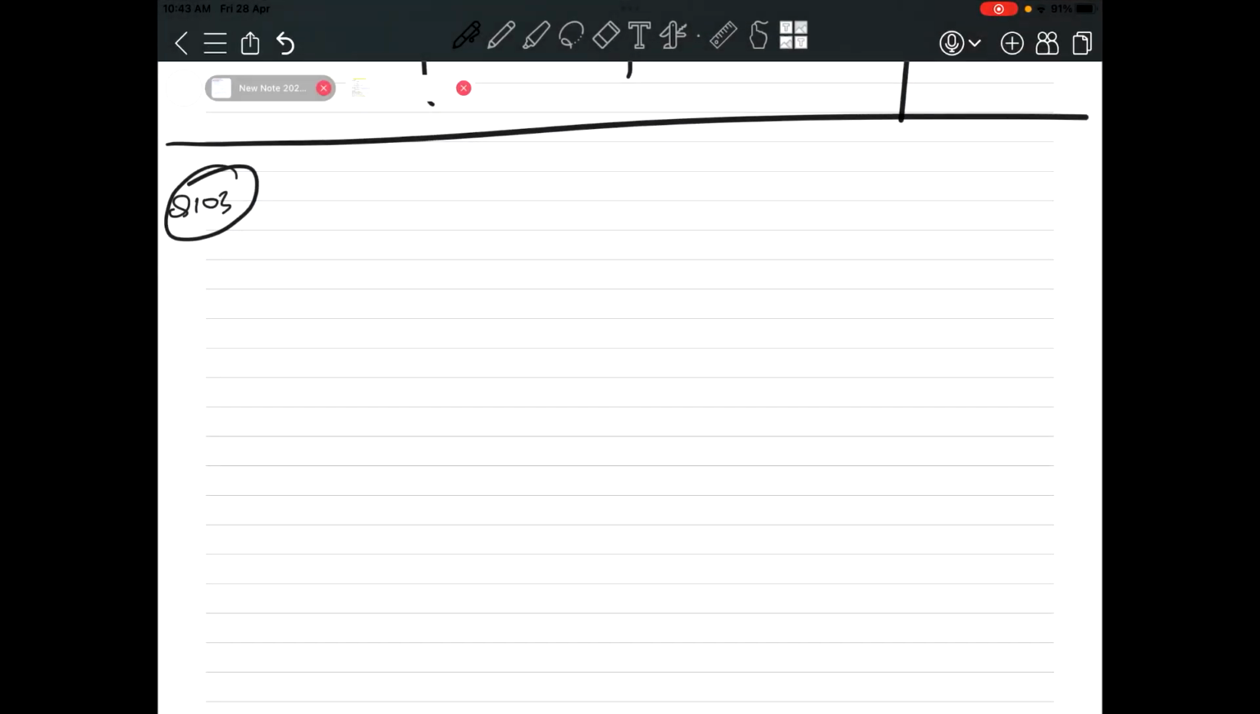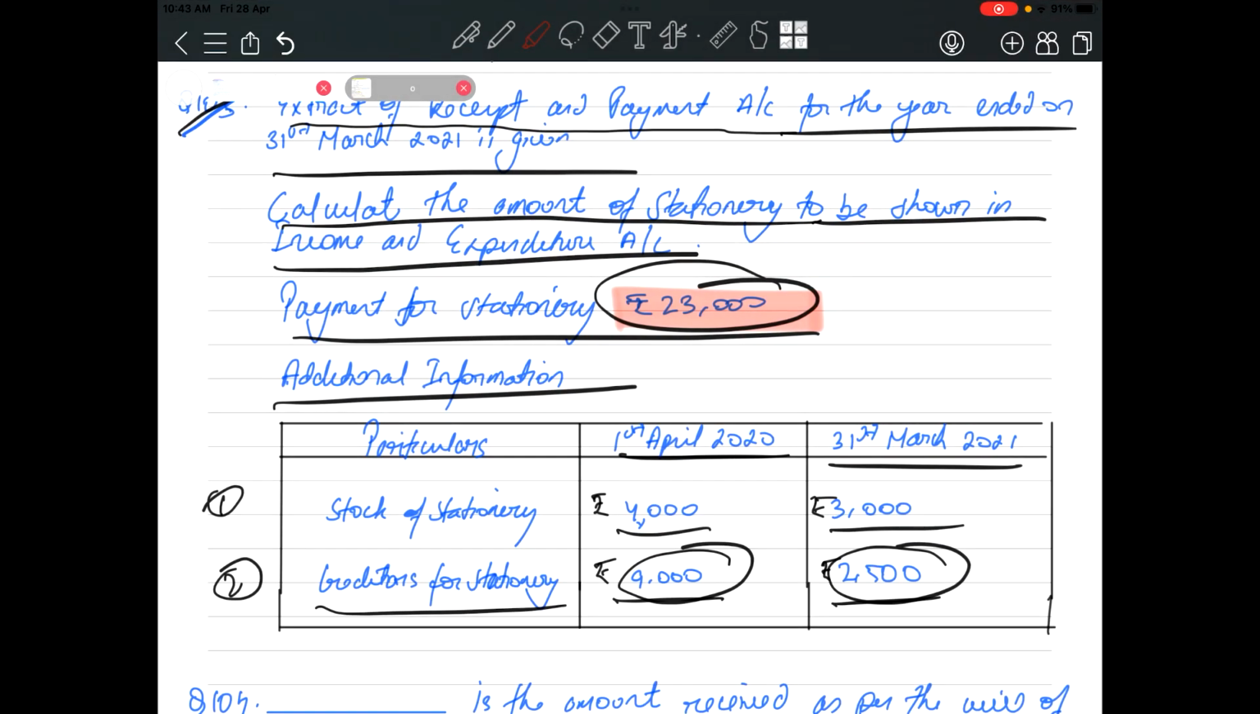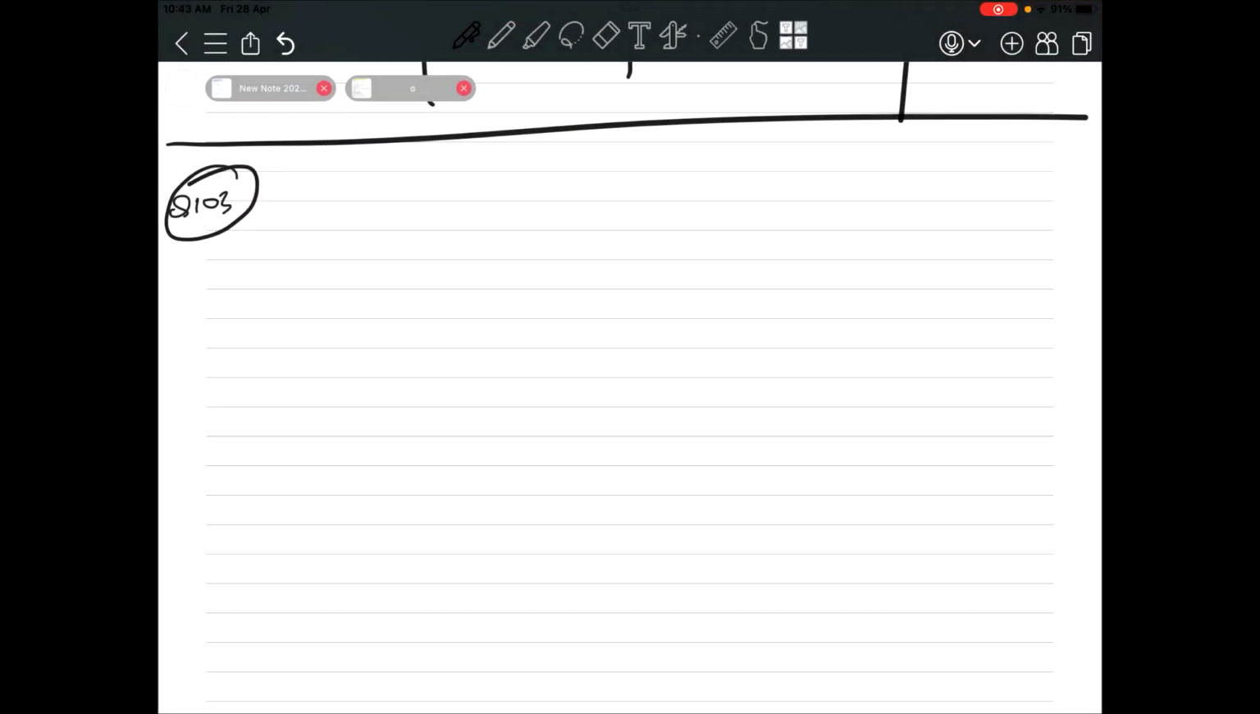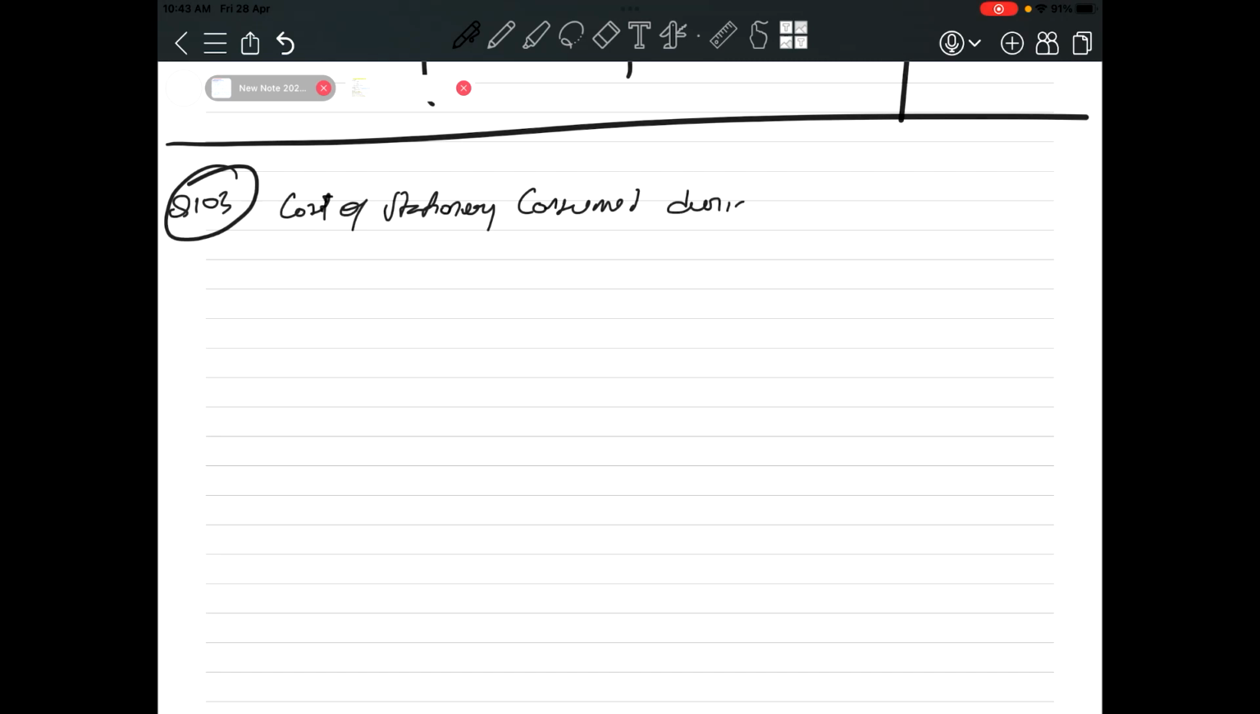In this type of question, you will have to find the purchases. See, the requirement of the question is to calculate the amount of stationery to be shown in income and expenditure account. Basically the question is asking us the cost of stationery consumed during the year. What is the amount of stationery which we have consumed during the year? So what is the formula for this?